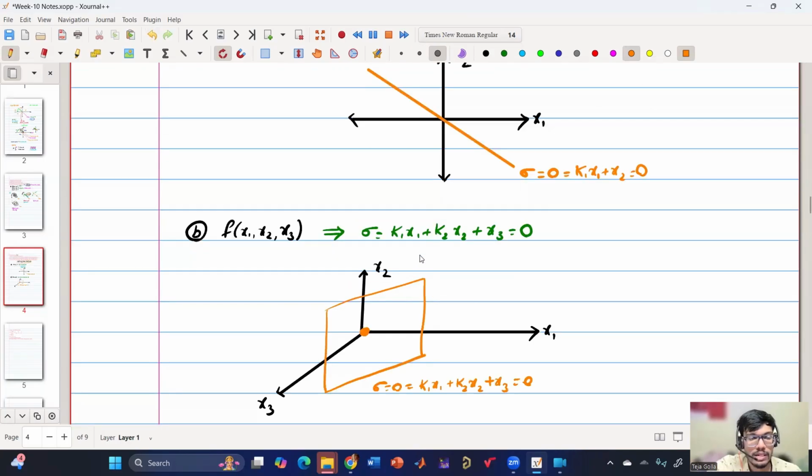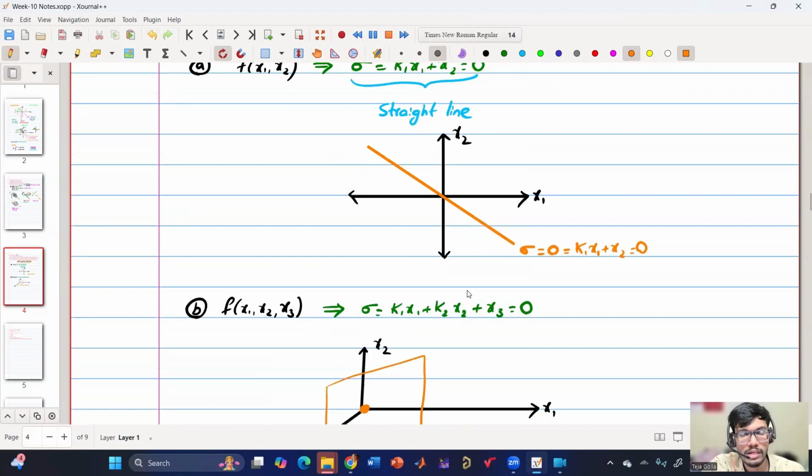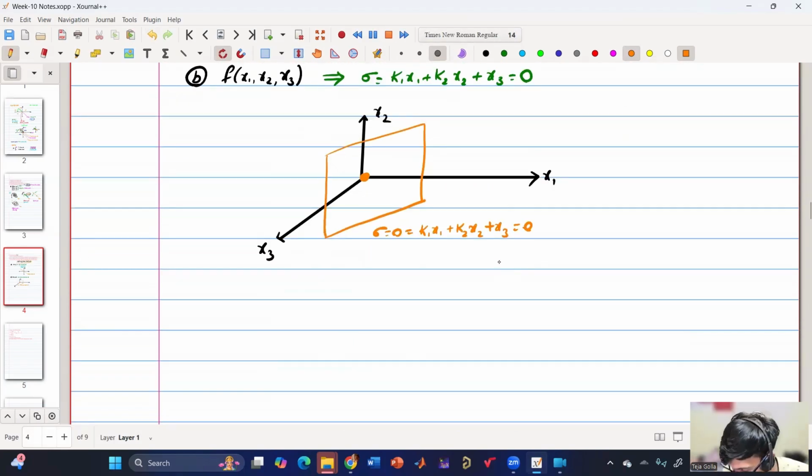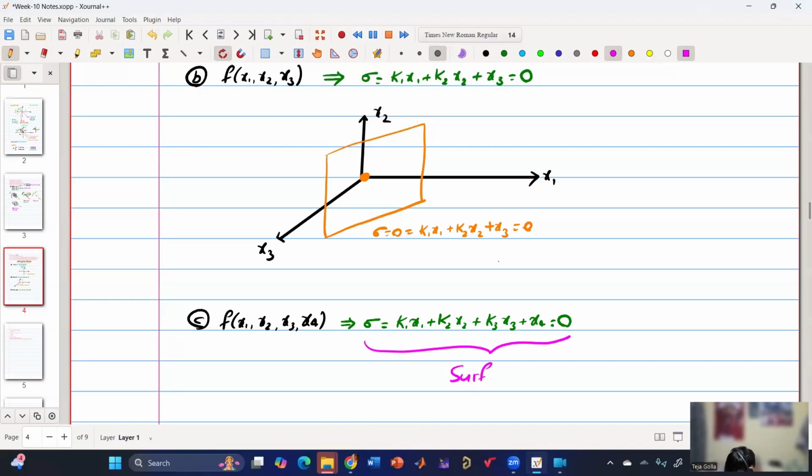Now if we increase the dimension, then we'll have a fourth order system, and the switching surface dimension will again be one less than that. So it's three-dimensional. We have f of x1, x2, x3, x4, and from this we get sigma as k1 x1 plus k2 x2 plus k3 x3 plus x4 equals to 0. Now this becomes a surface. It's not a plane, it's a surface. It's a three-dimensional surface.